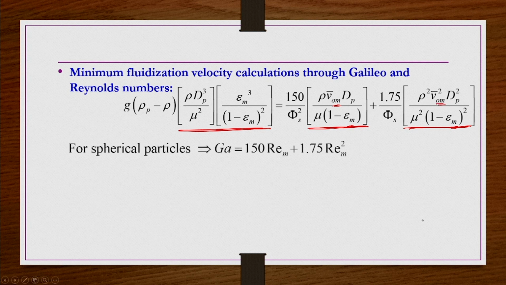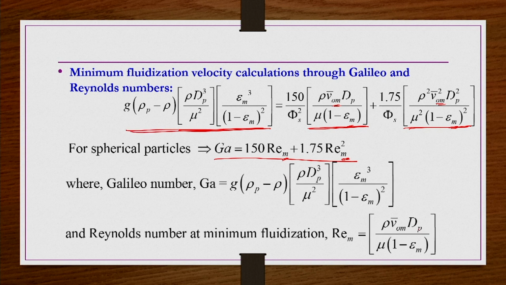So, for this equation for spherical particles, the Galileo number is equal to 150 REM plus 1.75 REM square. I am using REM because this Reynolds number is at minimum fluidization condition, or the corresponding velocity that has been used to get this Reynolds number is the minimum fluidization velocity. The left hand side term of this equation is known as the Galileo number, and REM, as I already told, is the Reynolds number for packed and fluidized bed conditions, but at minimum fluidization conditions.